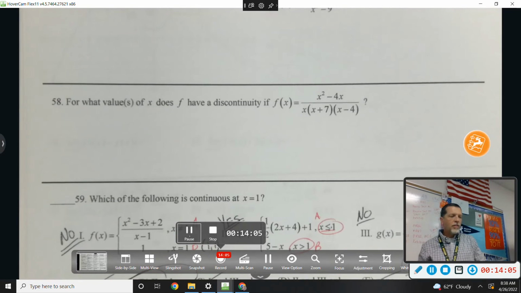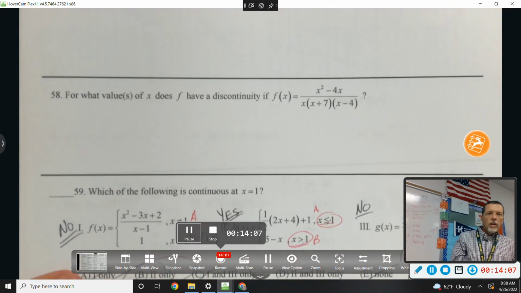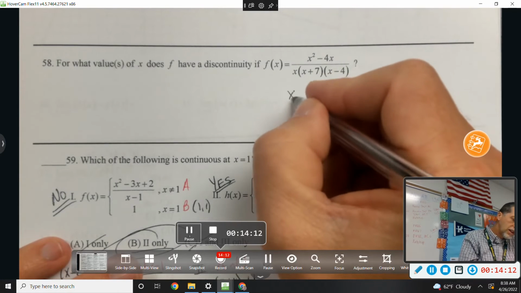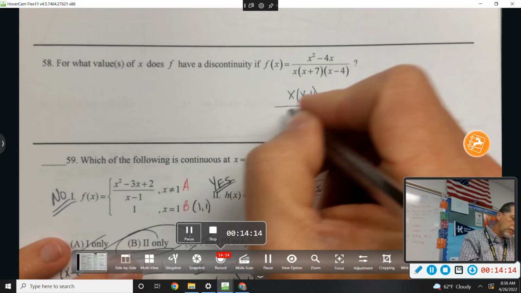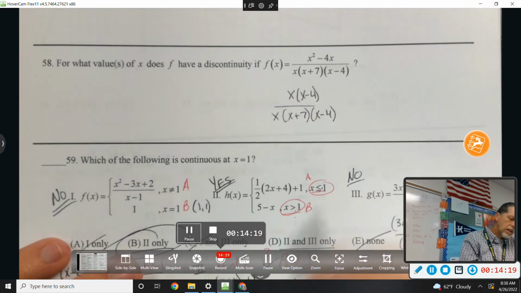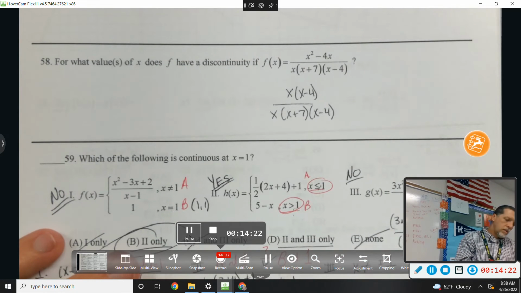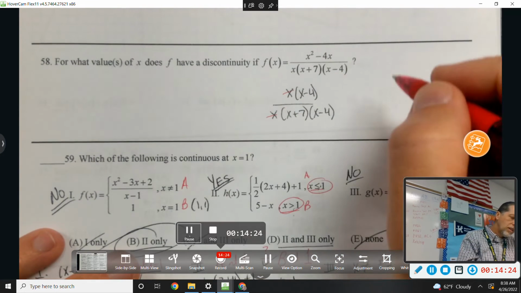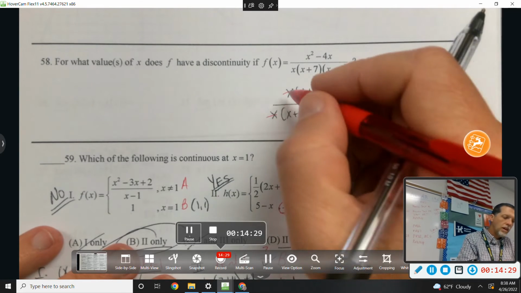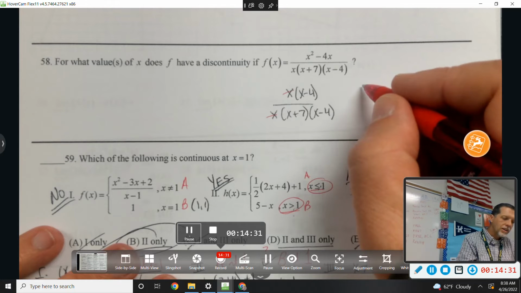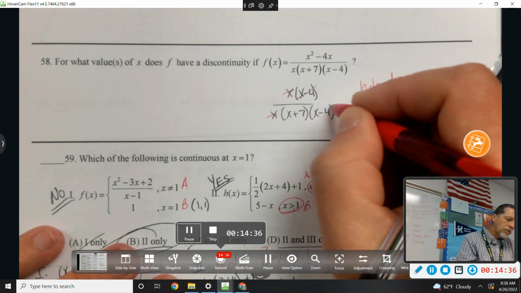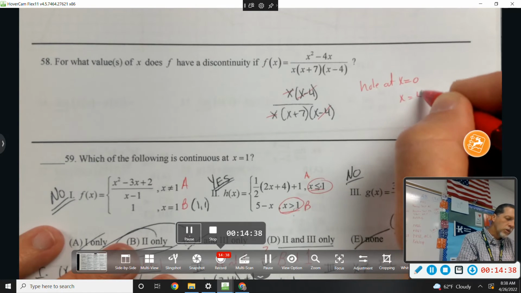Let's answer 58. For what value of x does f have a discontinuity? Well, they were kind. It's basically already factored. Okay, so the x's cancel. What does that mean? If a value cancels, what's going on there? There's a hole. x minus 4 cancels, so there's also a hole at x equals 4.